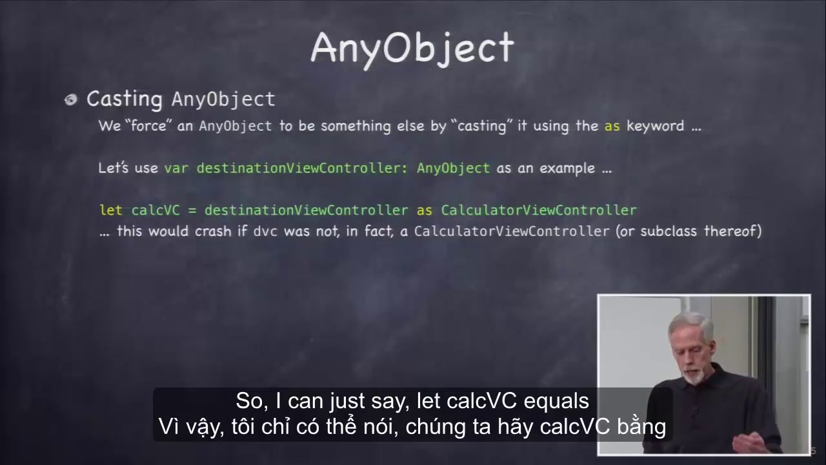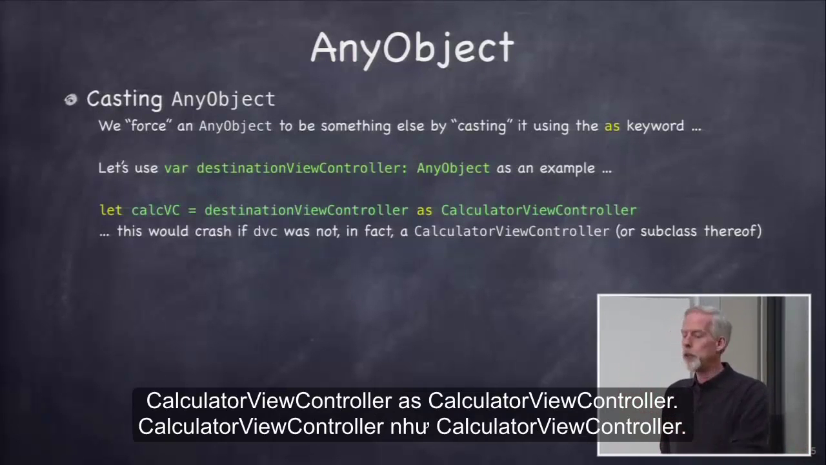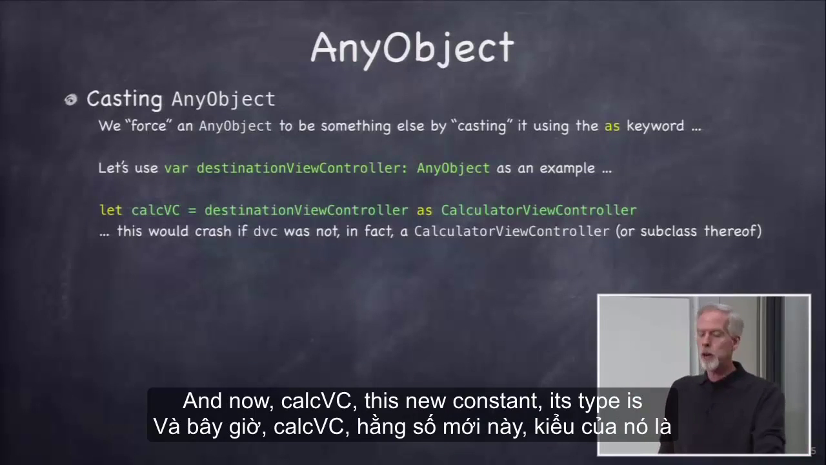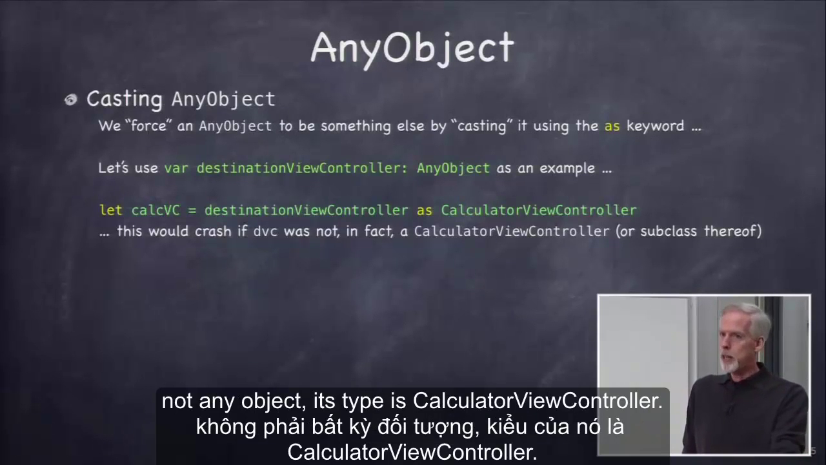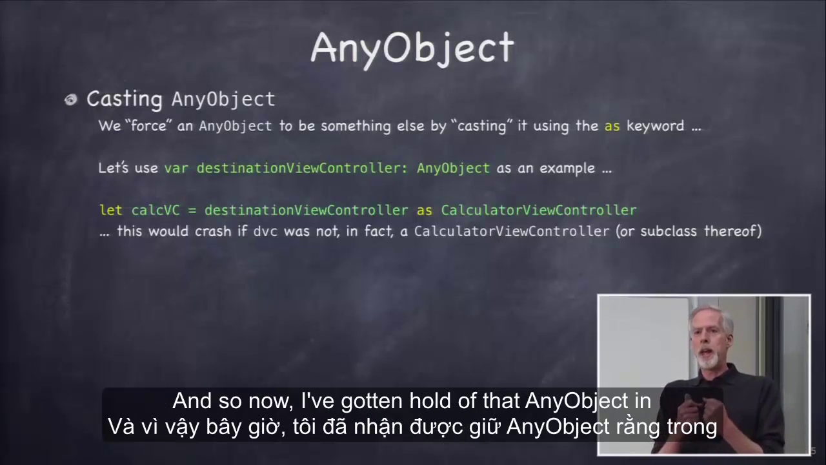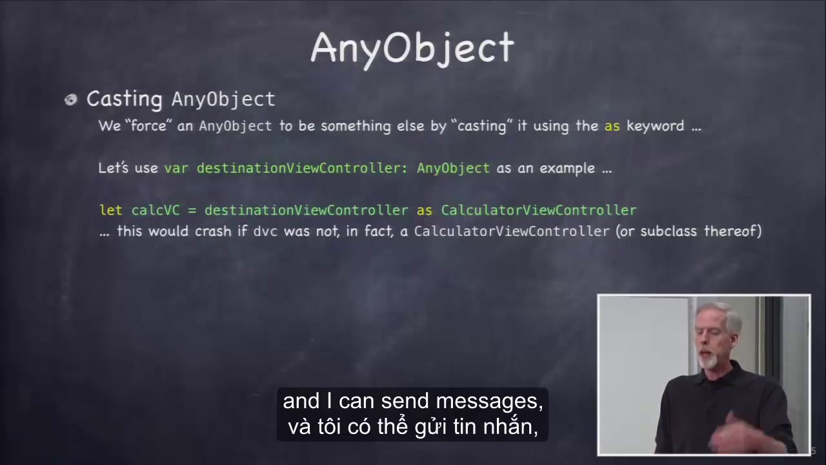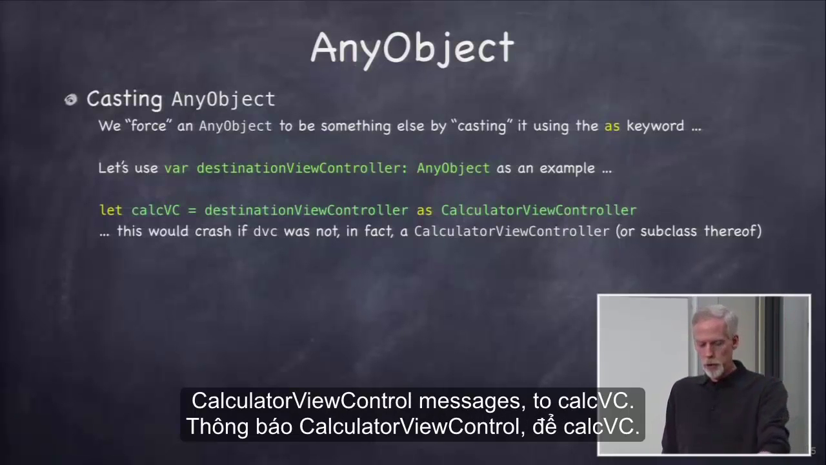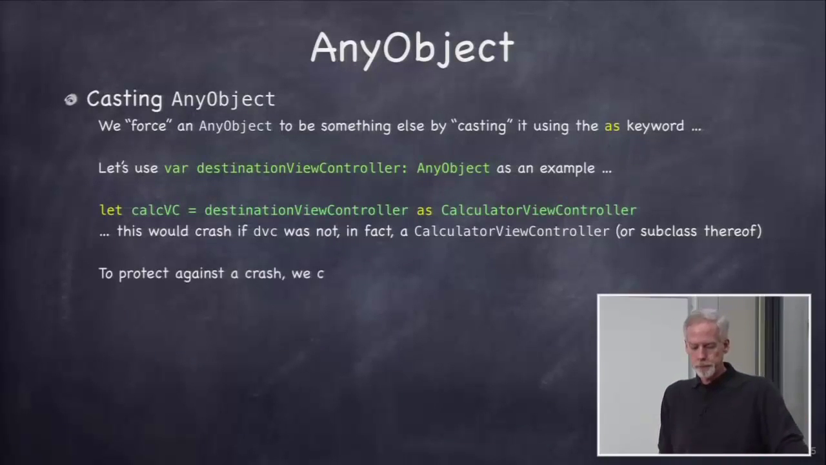So I can just say let calc_vc equals destination view controller as calculator view controller, and now calc_vc, this new constant, its type is not any object, its type is calculator view controller. And so now I've gotten hold of that any object in a way I can actually do things with it, and I can send calculator view controller messages to calc_vc.